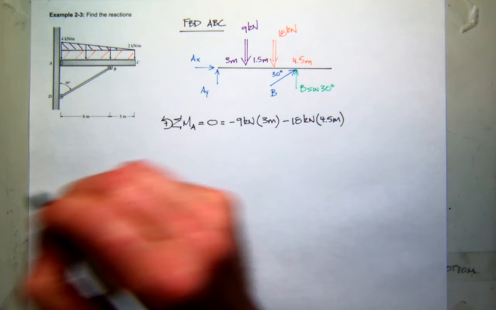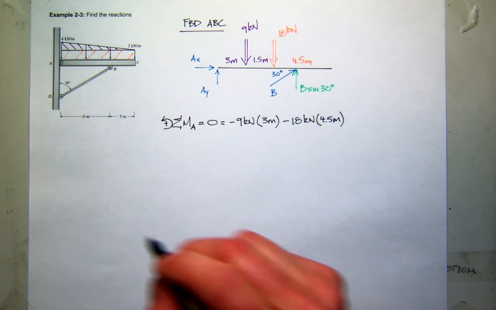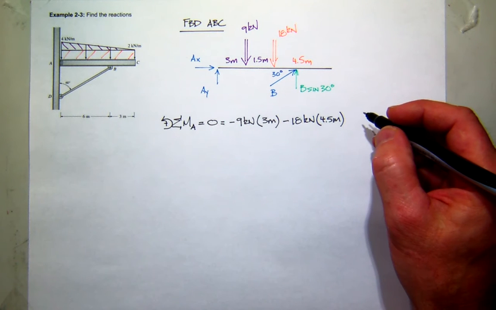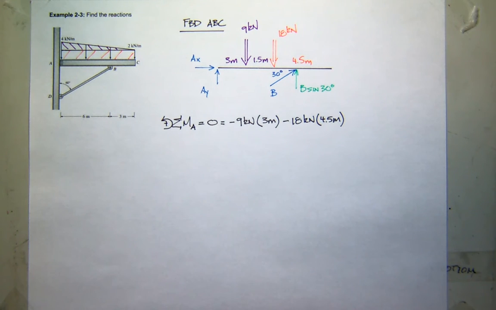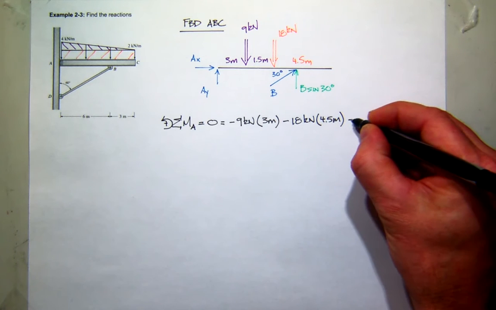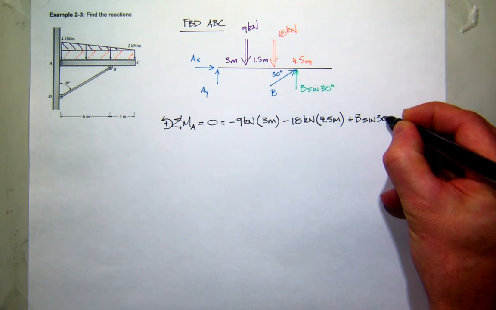What's the moment of B about A? Would it be the cosine of... no, it'd be B sine 30. Is it a positive or negative moment? Positive. Okay, so the force is B sine 30. And what's the moment arm?